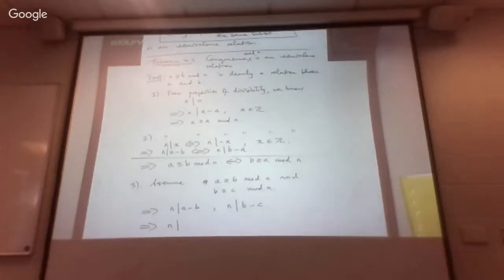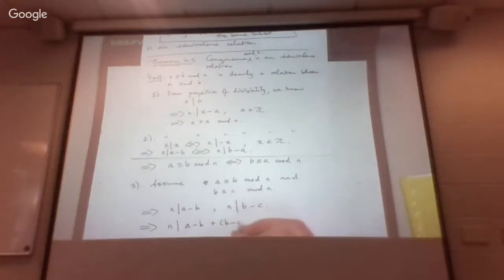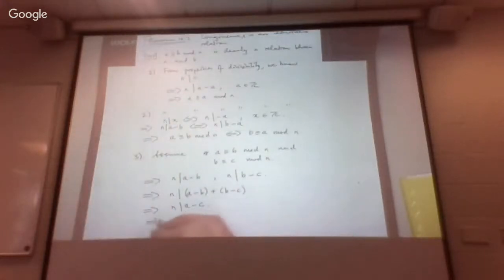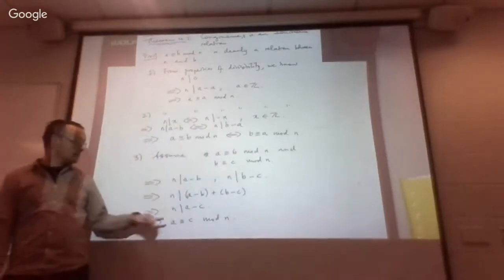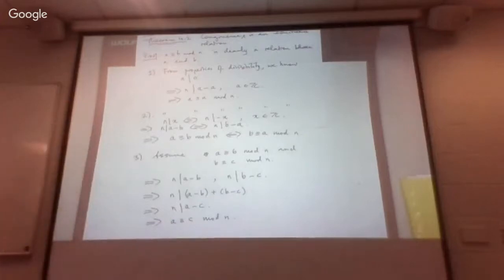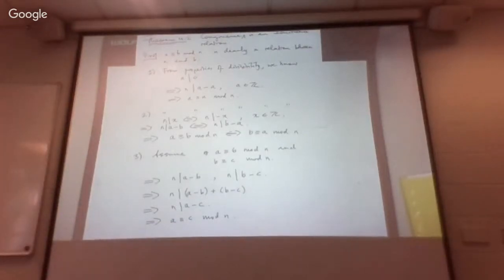Just add them. What happens when you add them? A minus c, yeah. The b's cancel, and you just get a minus c. And of course, that's the definition of a being congruent to c mod n. So it's automatically transitive. If a is congruent to b and b is congruent to c, it must be that a is congruent to c. So the congruence travels through intermediates. So this mod n is an equivalence relation.